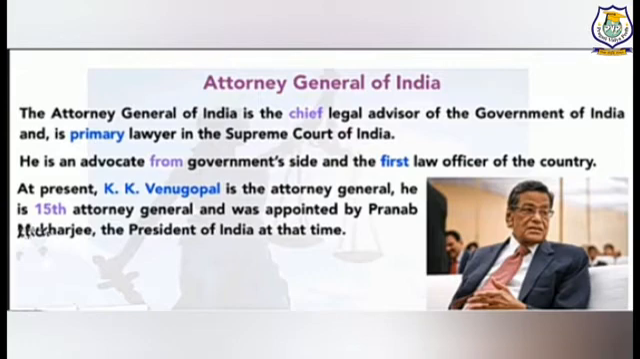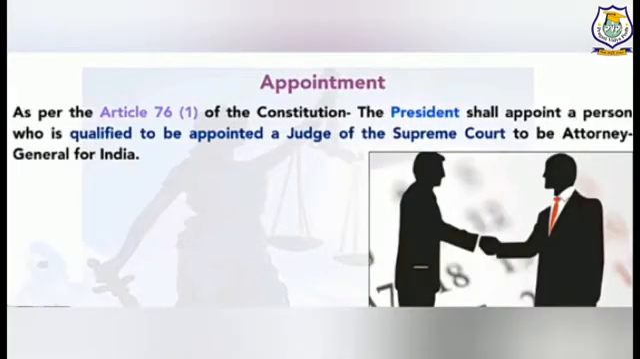How are they appointed in our country? As per Article 76(1) of the Constitution, the President shall appoint a person who is qualified to be appointed a judge of the Supreme Court to be Attorney General for India.